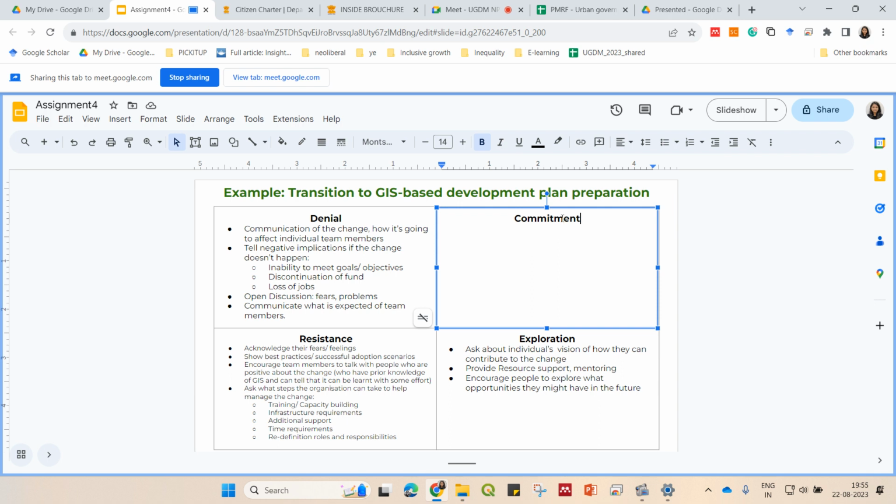Last is the commitment stage. So at this point, we assume that your team members have started liking the work. They have found that in learning they're actually getting better opportunities. They have started liking this workflow, and now you want to actually make them committed to assimilating this change into their goal. They have explored their opportunities, but now you actually want them to commit to achieving the goals or the objectives that these opportunities have. What do you do in this stage?